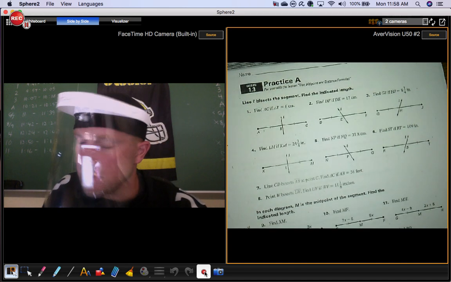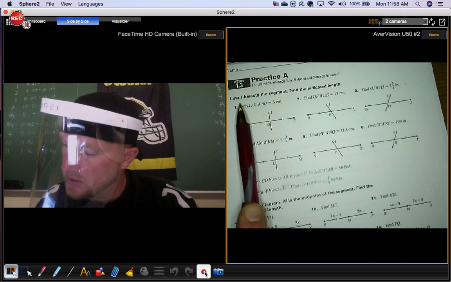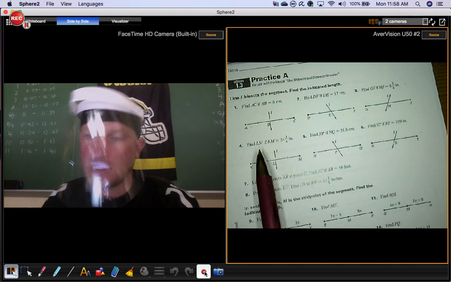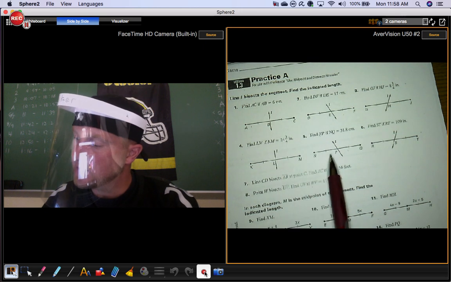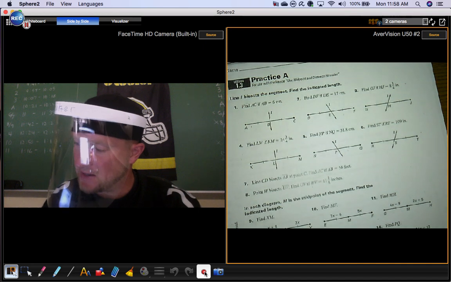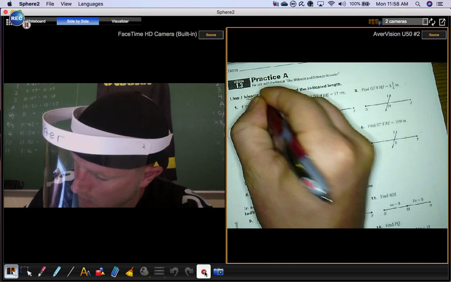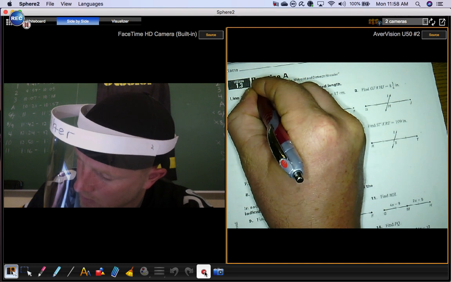This is practice A for section 1.3. They tell you that line L bisects the segment. So in each of these examples you have a segment and you have a line L that is bisecting it. Bisect means it cuts in half.